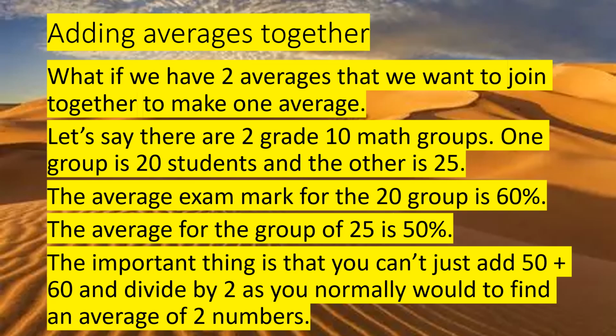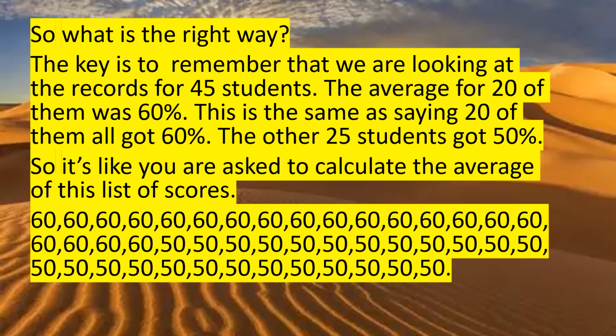Now the important thing, and it's very important, that you have to get into your brain here is that you can't just add 50 plus 60 and divide by 2, like the way you normally find an average. You can't do that because they are already averages. So, big lines through that. So, what is the right way?